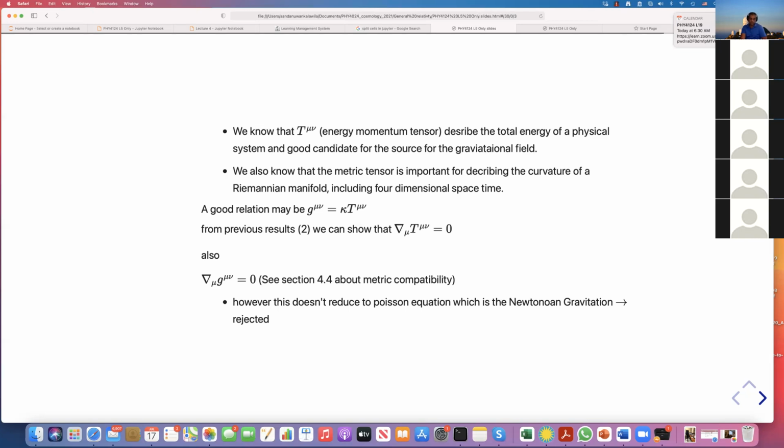But the problem with this equation is that when you try to reduce it to Newtonian gravitation, it doesn't work. Now there is a condition that any equation that you write as the field equation should reduce to Newtonian gravitation under appropriate conditions. But that doesn't happen for this equation. So that is the problem, and because of that, this equation is rejected. And he looked for different options after that.